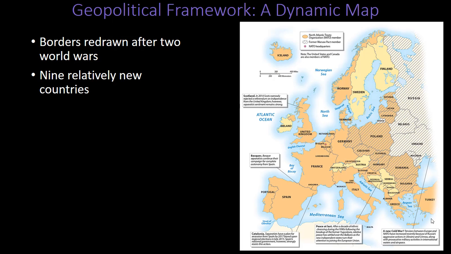And then with the fall of the Soviet Union in 1990, again, we saw borders changing and new countries forming as well. Ultimately, what we've seen is that they're estimating 9 relatively new countries have been formed in this region.